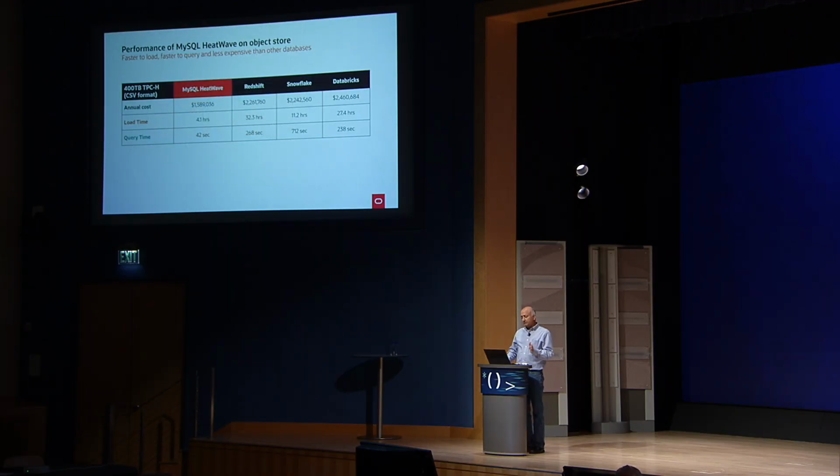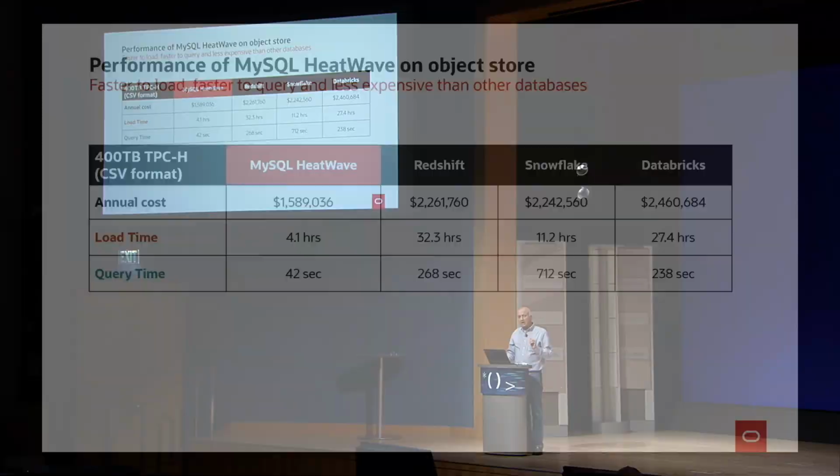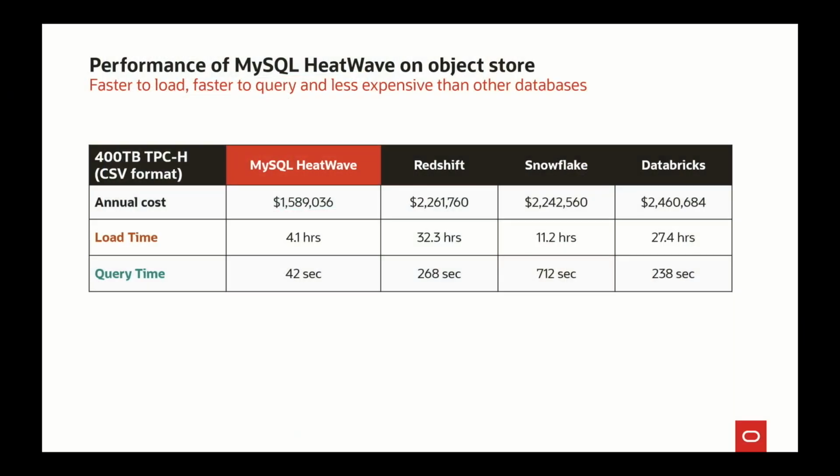Now, if you do a comparison of HeatWave with Redshift, Snowflake, and Databricks, this is a 400 terabyte TPCH workload, right? And this is the largest benchmark we have seen. We have not seen anyone run 400 terabyte TPCH. CSV format, data is in the object store. The first row shows you the cost difference. HeatWave is about 30% less expensive. The second row shows the load time. How long does it take to load this 400 terabytes of data?